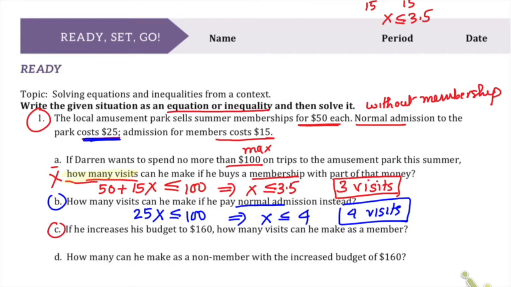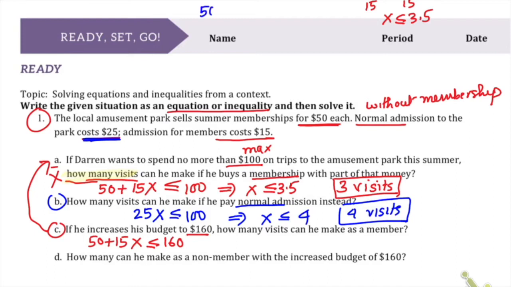If he increases his budget to 160, how many visits can he make as a member? So I have to do question A exactly the same way, only increasing the budget. So $100 is going to be replaced by 160. So 50 plus 15x is less than or equal to 160, and now we have to solve it. Let me show you the work here.